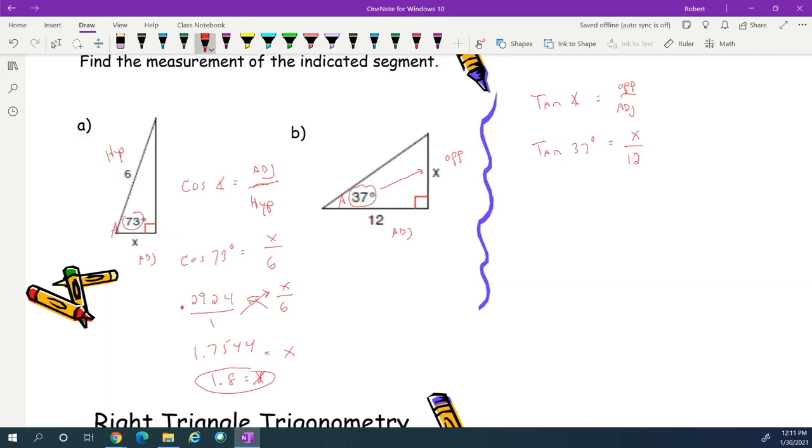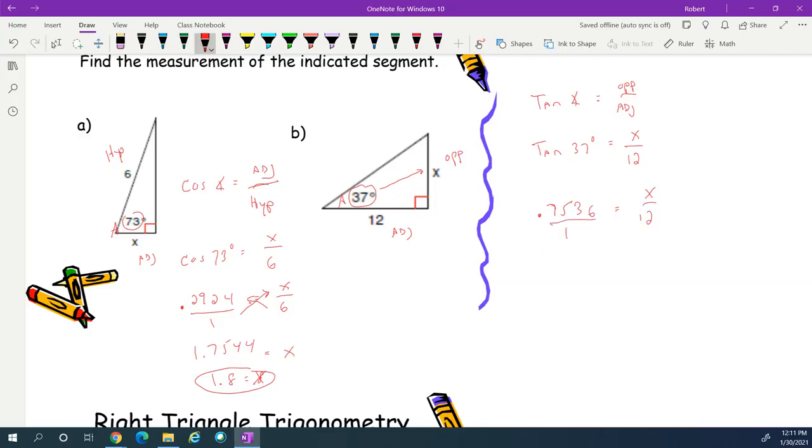Identify the sides. Grab the correct formula. Substitute the 3 things. Now we pick up our calculator. We're going to convert tangent 37 to a decimal. So 0.7536. Again, make sure that we're rounding.